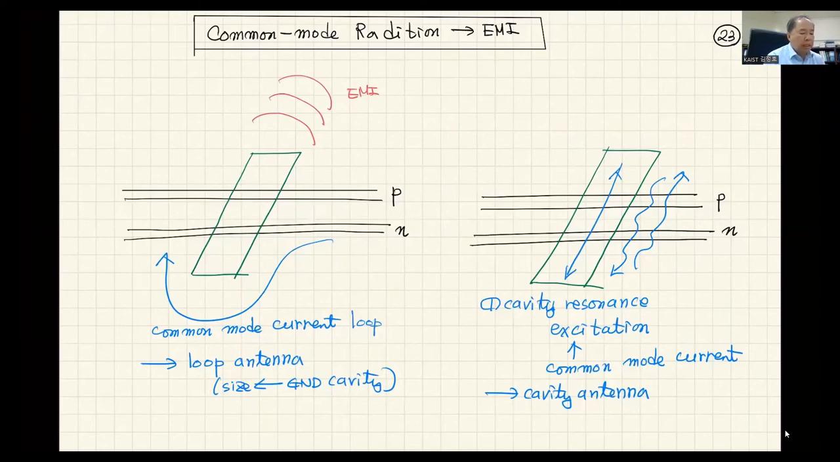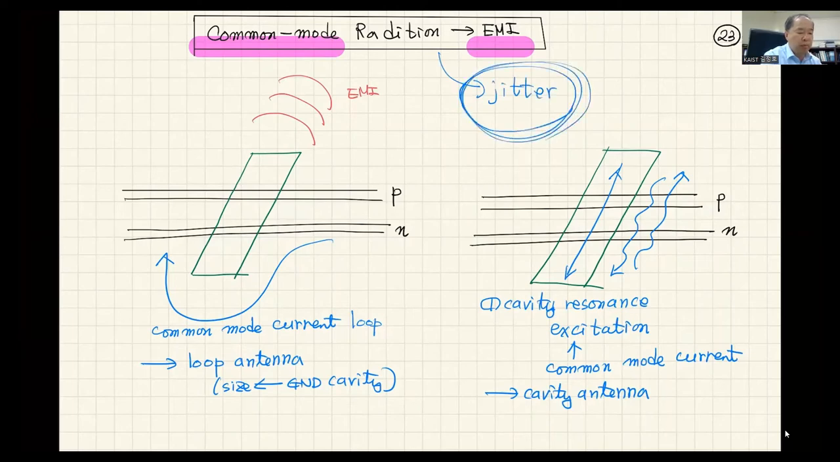Now, I would like to shortly talk about the relationship between common mode and EMI. The effect of this common mode on jitter will be covered after the midterm exam, and we're going to talk about that very extensively. And once again, I would say this could be a source of jitter as well as EMI. We are going to talk about more details about jitter about 2 weeks later. And now we are going to talk about EMI.